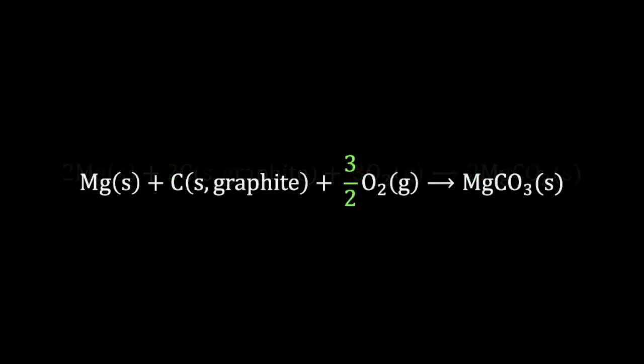And we end up with 1 mole of magnesium, 1 mole of graphite, 3/2 mole of oxygen, and 1 mole of magnesium carbonate. And you see we have a coefficient of 3/2 in front of the oxygen, and that is correct for this type of enthalpy of formation equation.